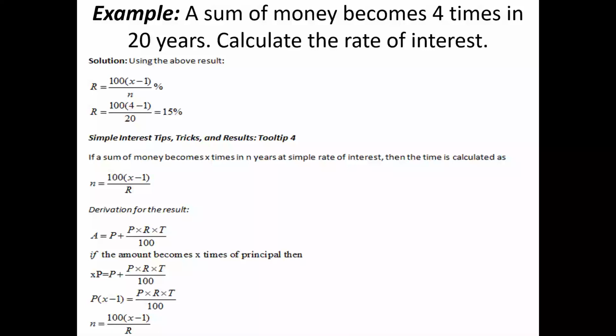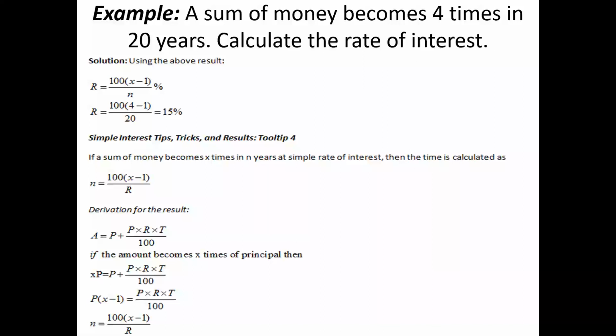Okay. So using the result, the formula we have already found is r equal to 100 of (x minus 1) by n percentage. Instead of x in that formula, x will become what? x will become 4, because here it is given 4 times. Your sum of the amount becomes 4 times, so instead of x we can write 4.